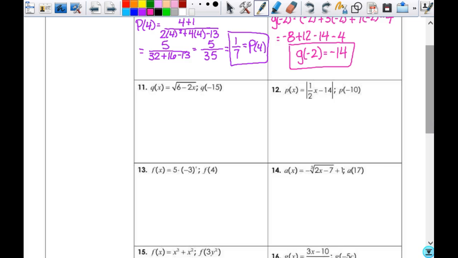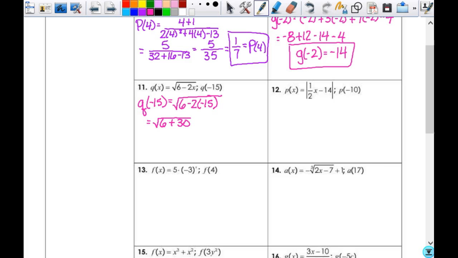So we're going to do q of negative 15. When I substitute it in, I have the square root of 6 minus 2 times negative 15. And when I get there, what's negative 2 times negative 15? Positive 30. So it's the square root of 6 plus 30, right? Notice you have to carry your equal signs, you have to carry your square root sign, all that stuff, because your process has to make sense along the way too.